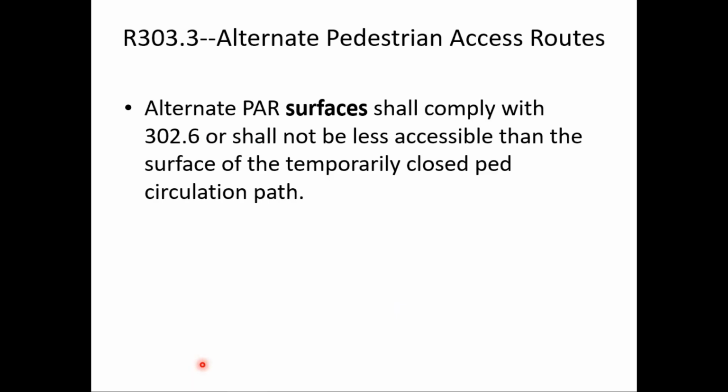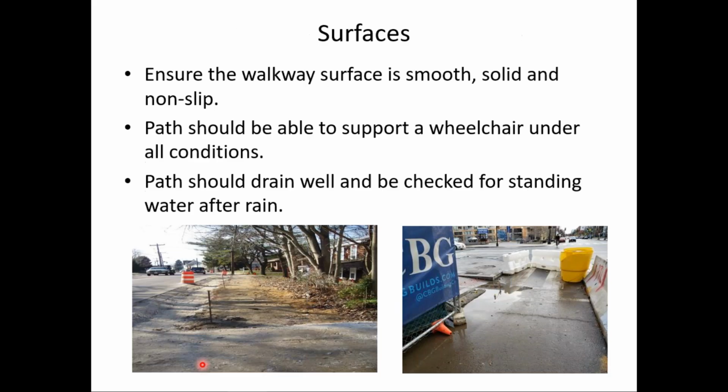R303.3 of PROWAG, the alternate pedestrian access route, says alternate PAR surfaces, so the surface now, shall comply with R302.6 or shall not be less accessible than the surface of the temporarily closed pedestrian circulation path. So the surfaces need to be accessible. That means smooth, stable, slip resistant, and it should be able to support a wheelchair under all conditions.